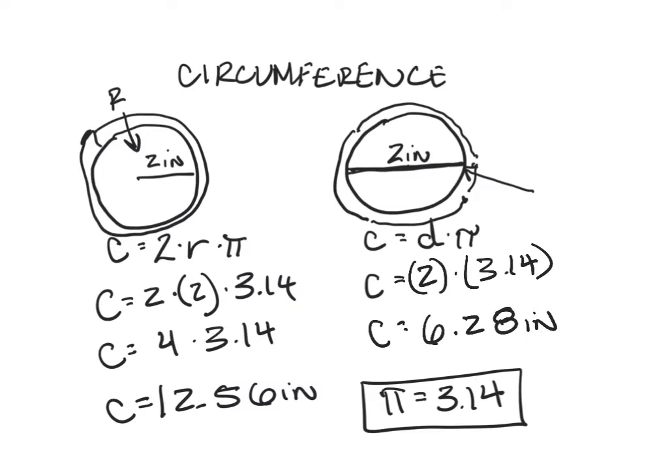Nothing more than that. There's two formulas for circumference. We have circumference is 2 times r radius times pi, or simply circumference is the diameter times pi. And all you need is a calculator.